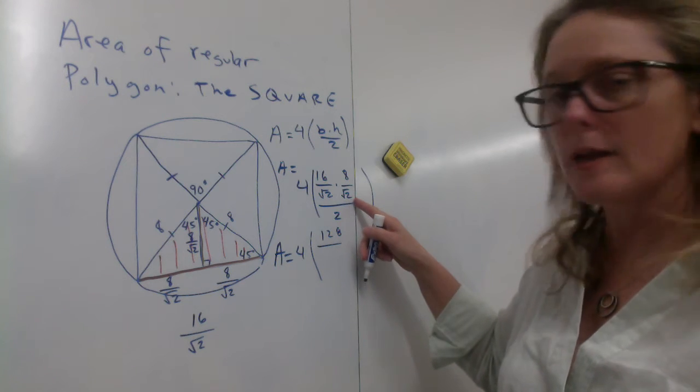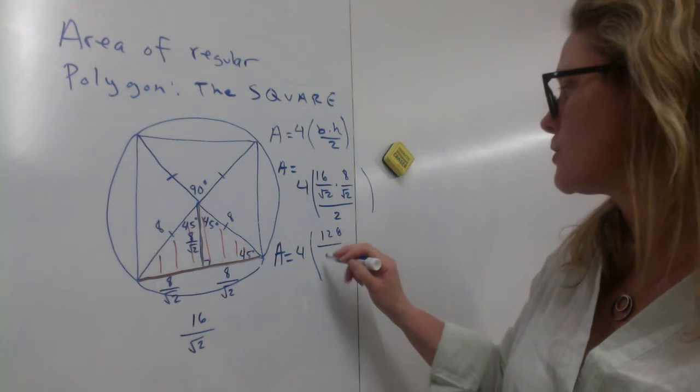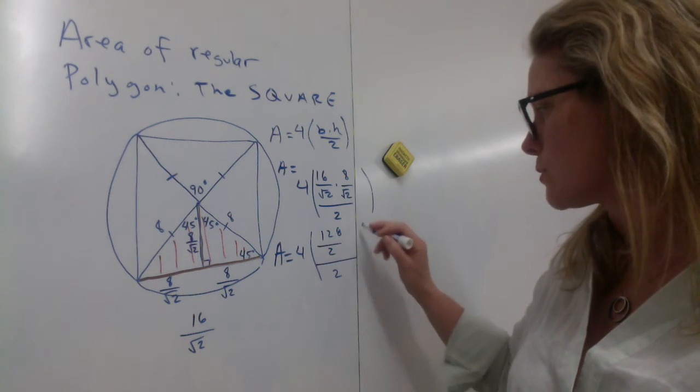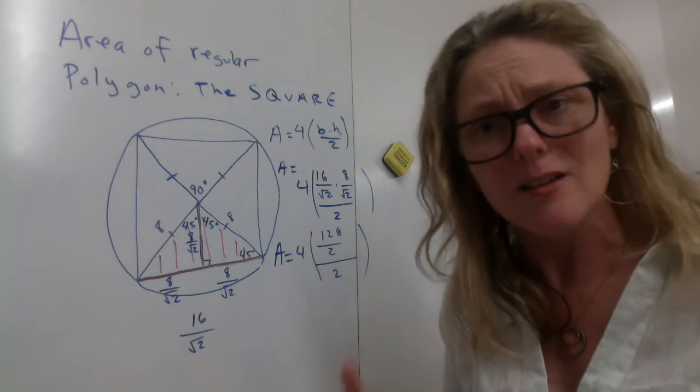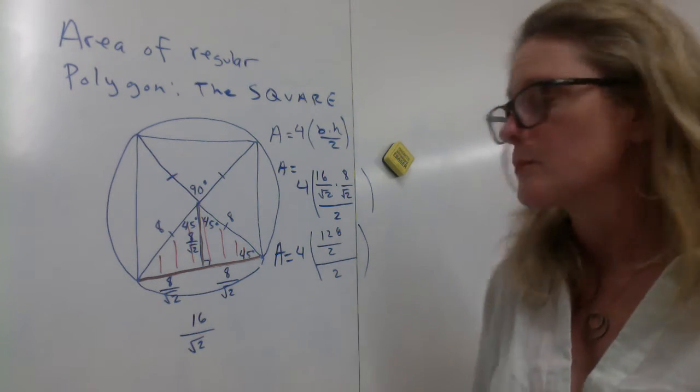Root 2 times root 2 is a root 4, which is a 2. So I have 128 divided by 2, but that's still being divided by 2. I know, crazy. That's a complex fraction. All right? Okay, let me continue.